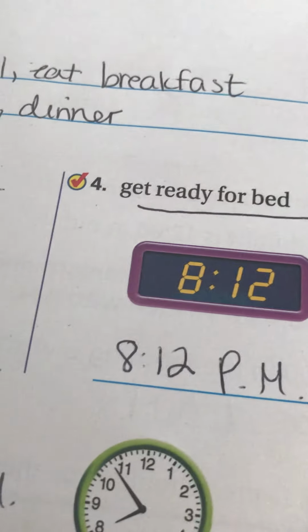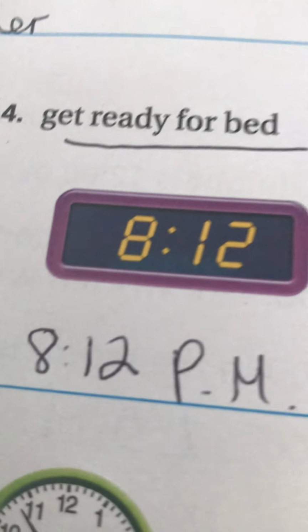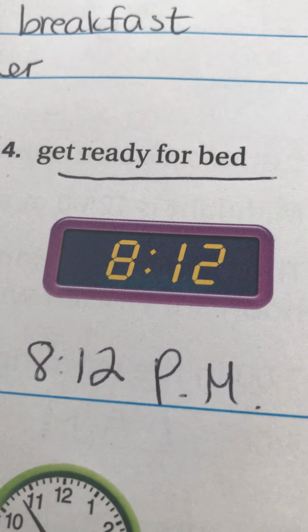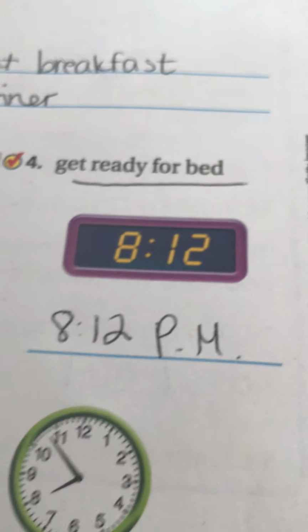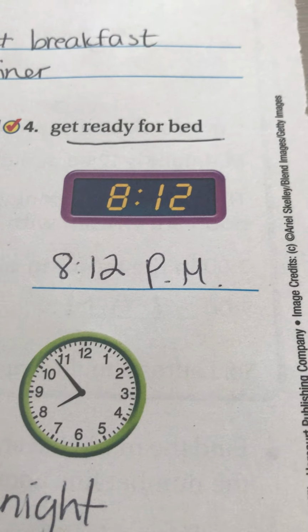Numbers 2, 3, and 4 are a little tricky because everyone's a little different. So some people might make a sandwich early in the morning, but for the most part, it's a pretty common thing.